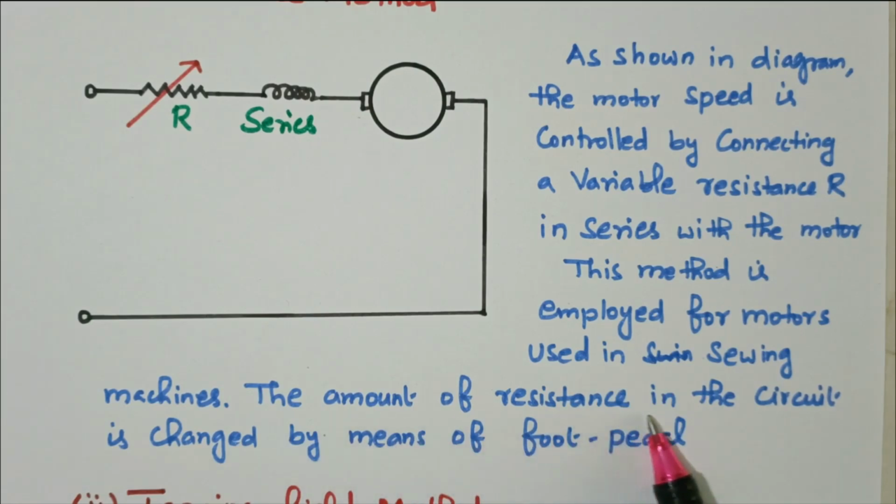The amount of resistance in the circuit is changed by means of a foot pedal. So mainly this method is applicable in a sewing machine. In a sewing machine, the speed is controlled using the foot pedal. By slowly pressing the foot pedal, the resistance will vary so that the speed of the machine also varies. So it is one of the simplest methods commonly used in sewing machines. Now we'll go to the next method.